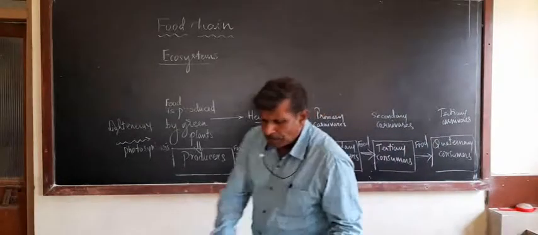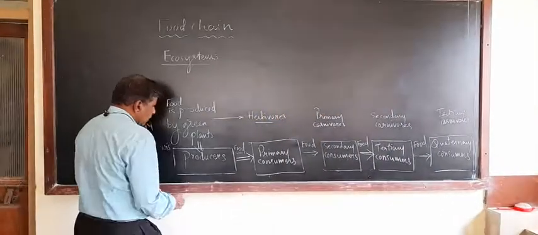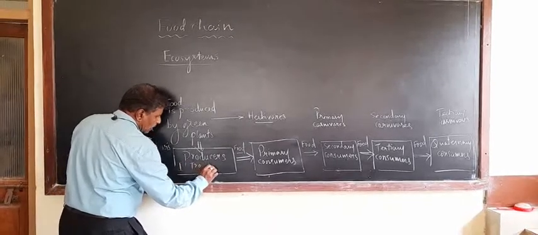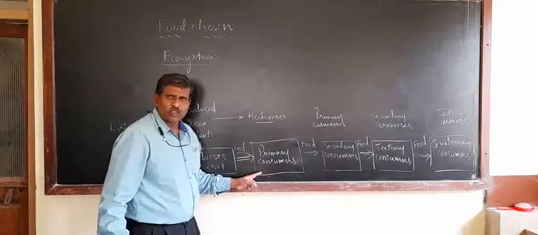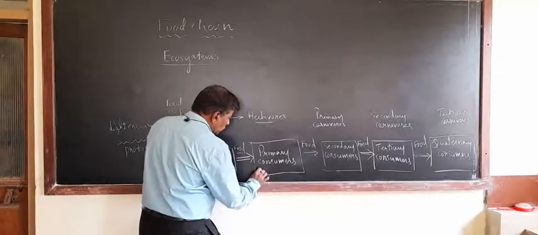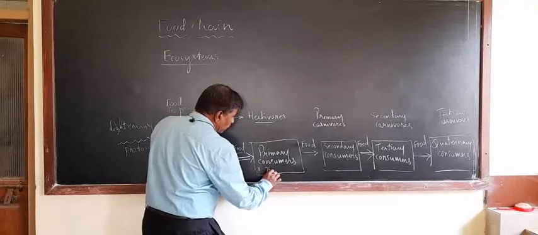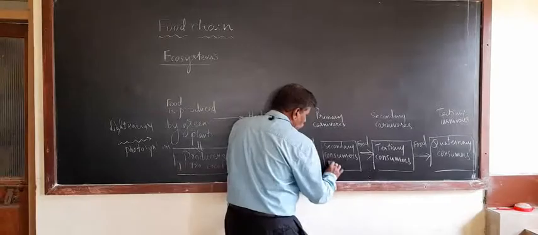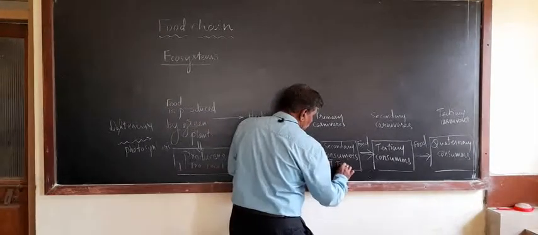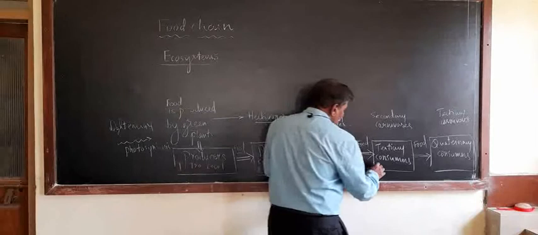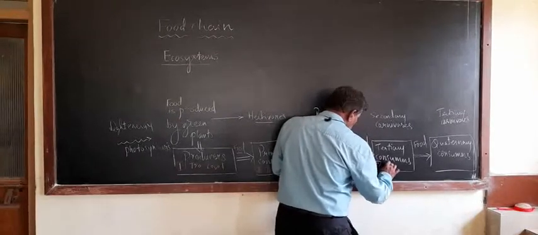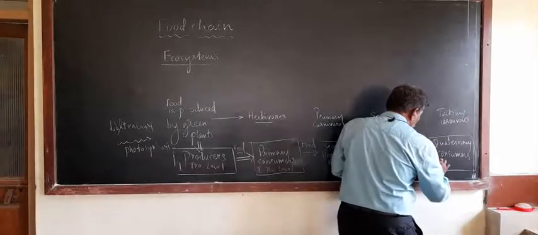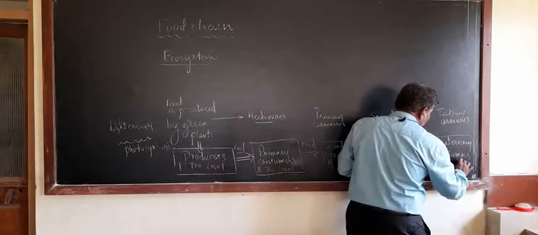You all know that producers belong to the first trophic level. Like that, all primary consumers belong to the second trophic level. Then secondary consumers belong to the third trophic level. Like that, tertiary consumers belong to the fourth trophic level. Even quaternary consumers belong to the fifth trophic level.